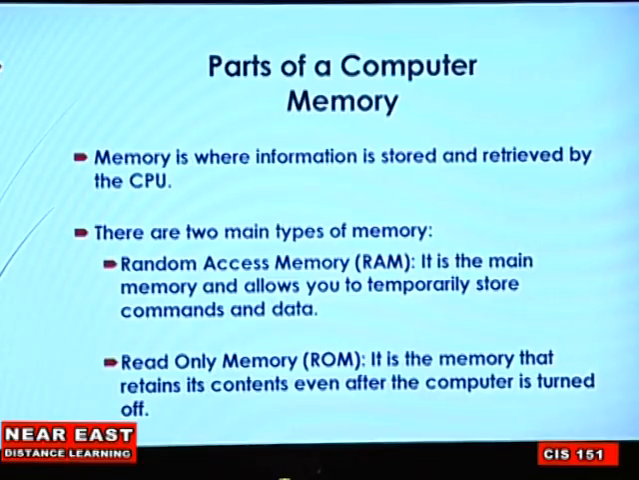The first type is RAM. It's the main memory, and it allows you to temporarily store and command your data. The second one is read-only memory. It's the memory that retains its contents even after the computer is turned off. So you can save that data, and after you turn off and come back, you can find that data still there.